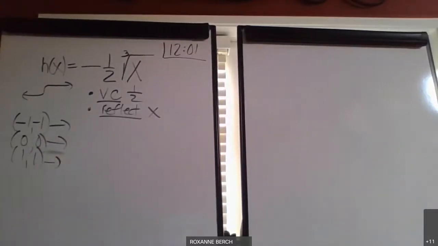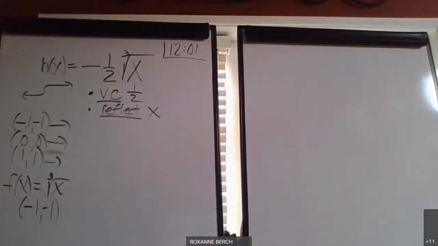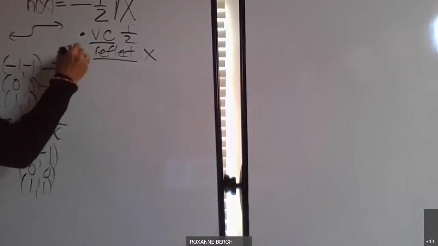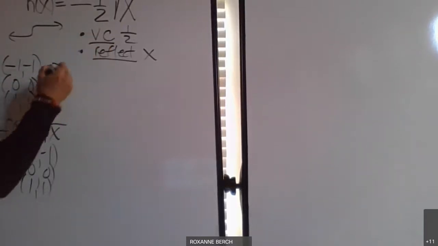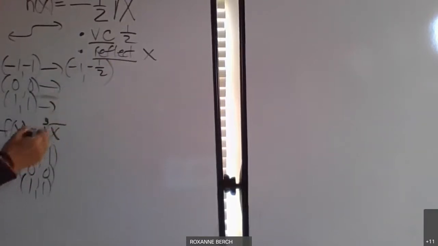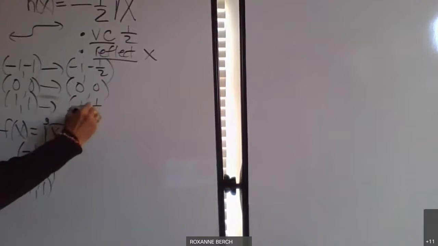If you can't remember it, then you plug in values. So you can have a -1 under a cube root. The cube root of -1 is -1. The cube root of 0 is 0. And the cube root of 1 is 1. So back up here, vertical compression means multiply the y by 1/2. So when you multiply the y by 1/2, you get -1/2, then 0, then 1/2.